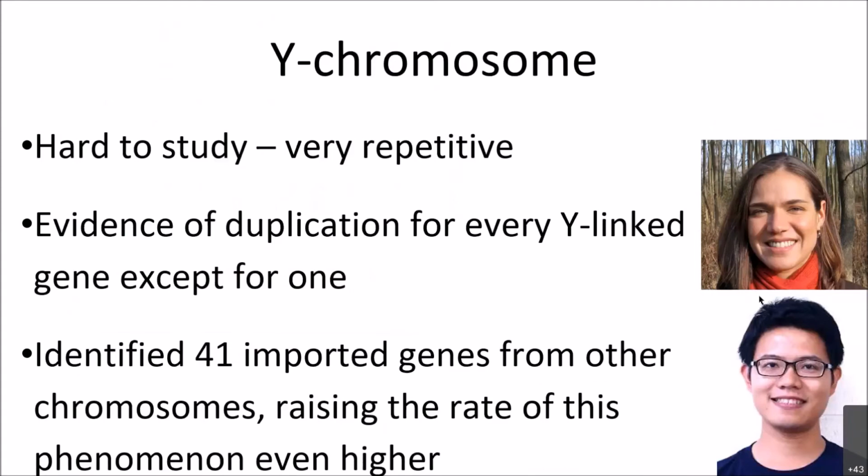this is part two of how Christian's group and people here in Vienna get things right earlier than people working with long reads: this Y chromosome study. Y chromosomes are very repetitive, TE-rich, repeat-rich chromosomes. They're heterochromatic, and they're very difficult to study. What we found, once we assembled the Y chromosomes, in work done by Amanda Larracuente and Jinghe Zhang, is that there's evidence of duplication for every Y-linked gene except for one. So they're in multiple copies arrayed on the Y chromosome. They also identified 41 imported genes from other chromosomes.